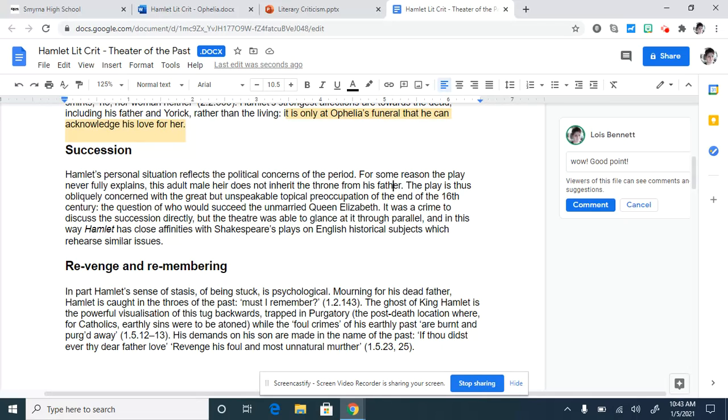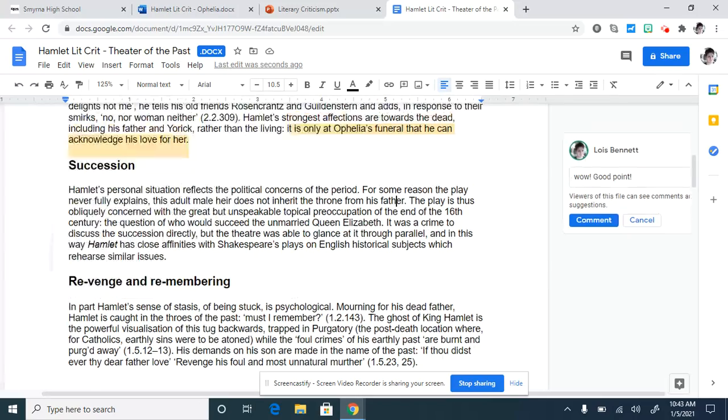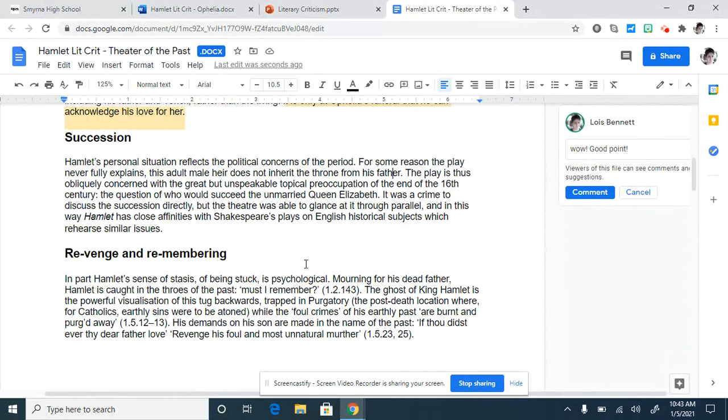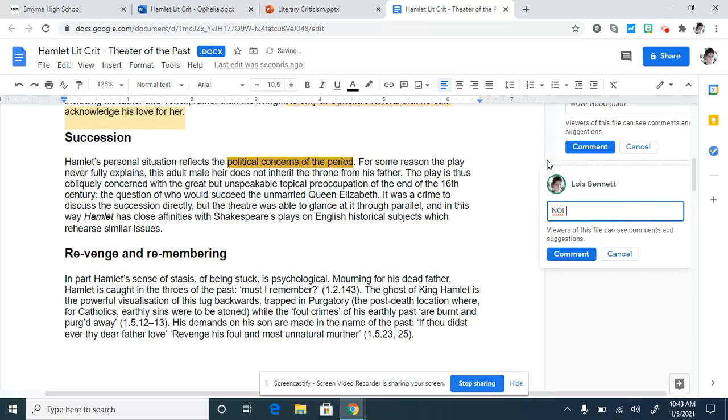My problem with this first point is that if Smith's point is that the play looks backwards, this point seems to say that it is looking at its own point. So I'm going to say that this is not a strong point, because it doesn't seem to look backward to me. It looks at current issues going on in Shakespeare's day.